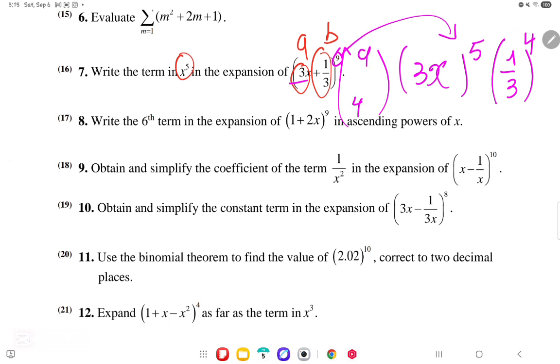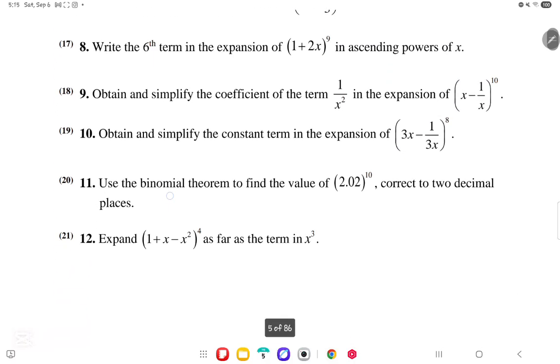Now, all you need to do is to put it on the calculator. When you put it on the calculator, let me just put it. 9 combination 4 times 3 to the power of 5 times 1 over 3 to the power of 4, you're supposed to get an answer of what? Of 378 x to the power of 5. Perfect. That's for question number 7. Let's move on to question number 8.